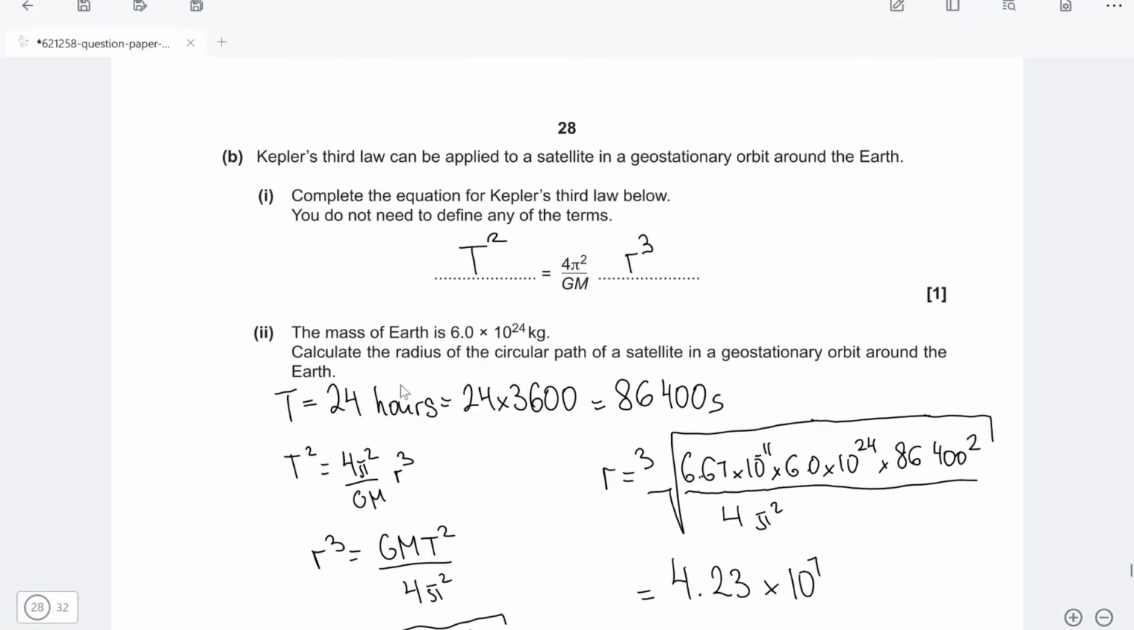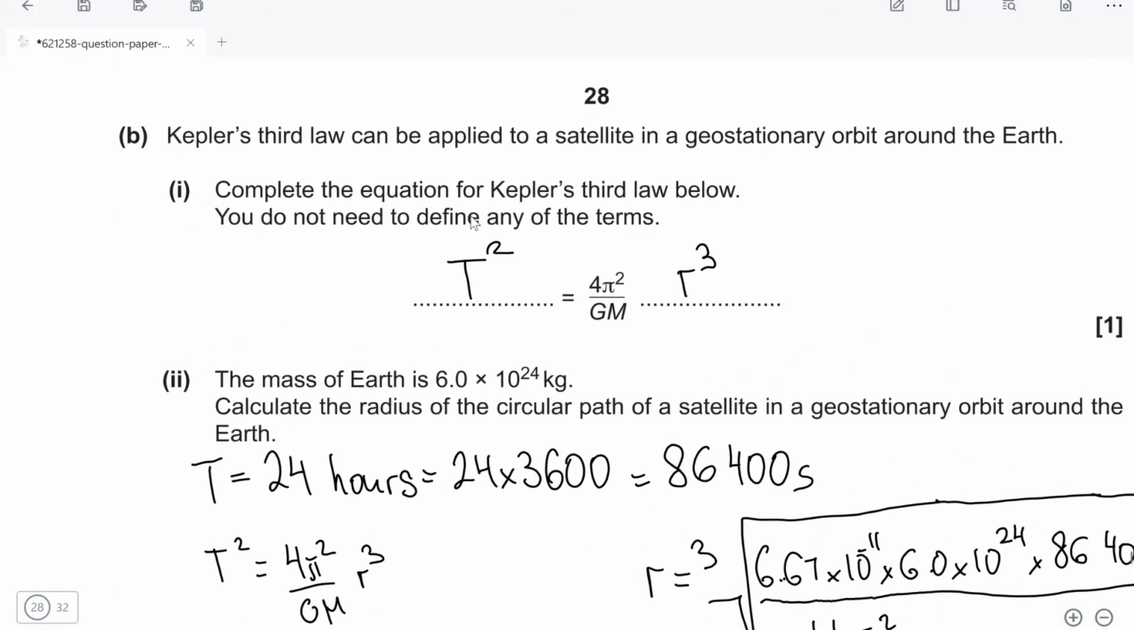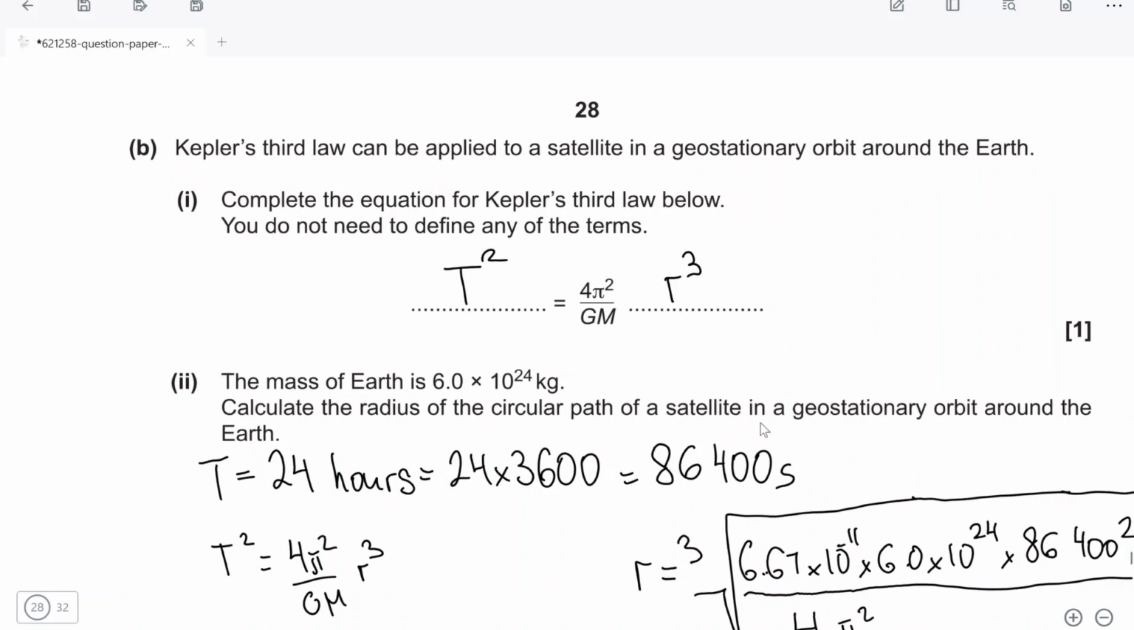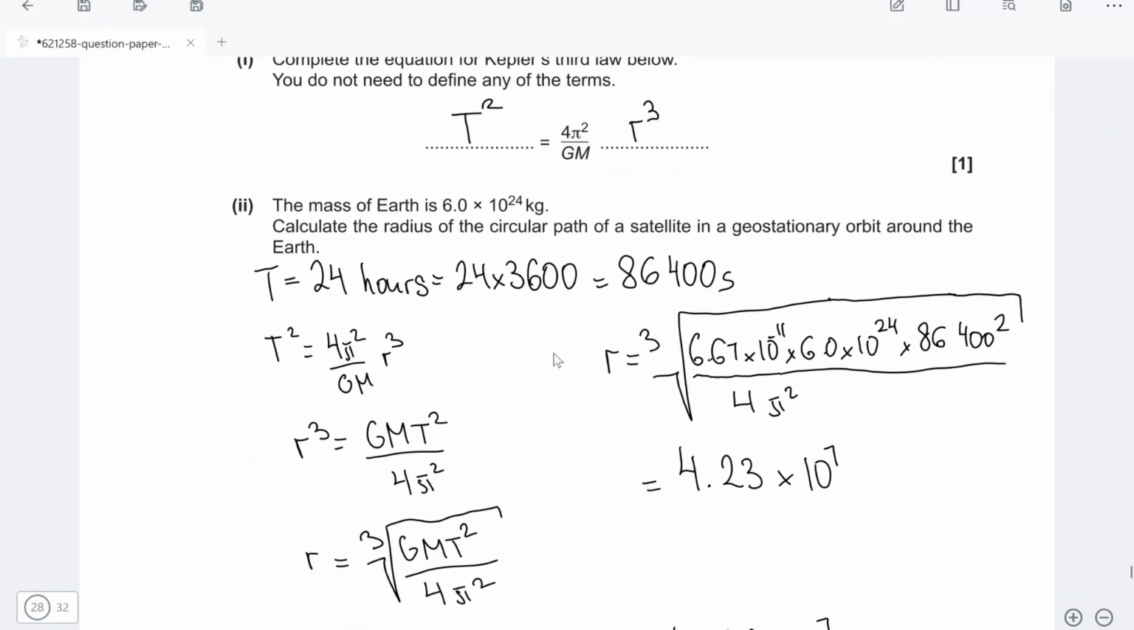So part B, which is all about Kepler's third law. The first question is pretty easy. This equation is actually given in your formula booklet. So Kepler's third law, as long as we can recognize it, T squared is proportional to r cubed. The second question is all about the application of this equation below. So in fact, if we come across a question straight after we've just been asked to write down an equation, chances are in more than 90% of the cases that we'll have to use this exact equation.